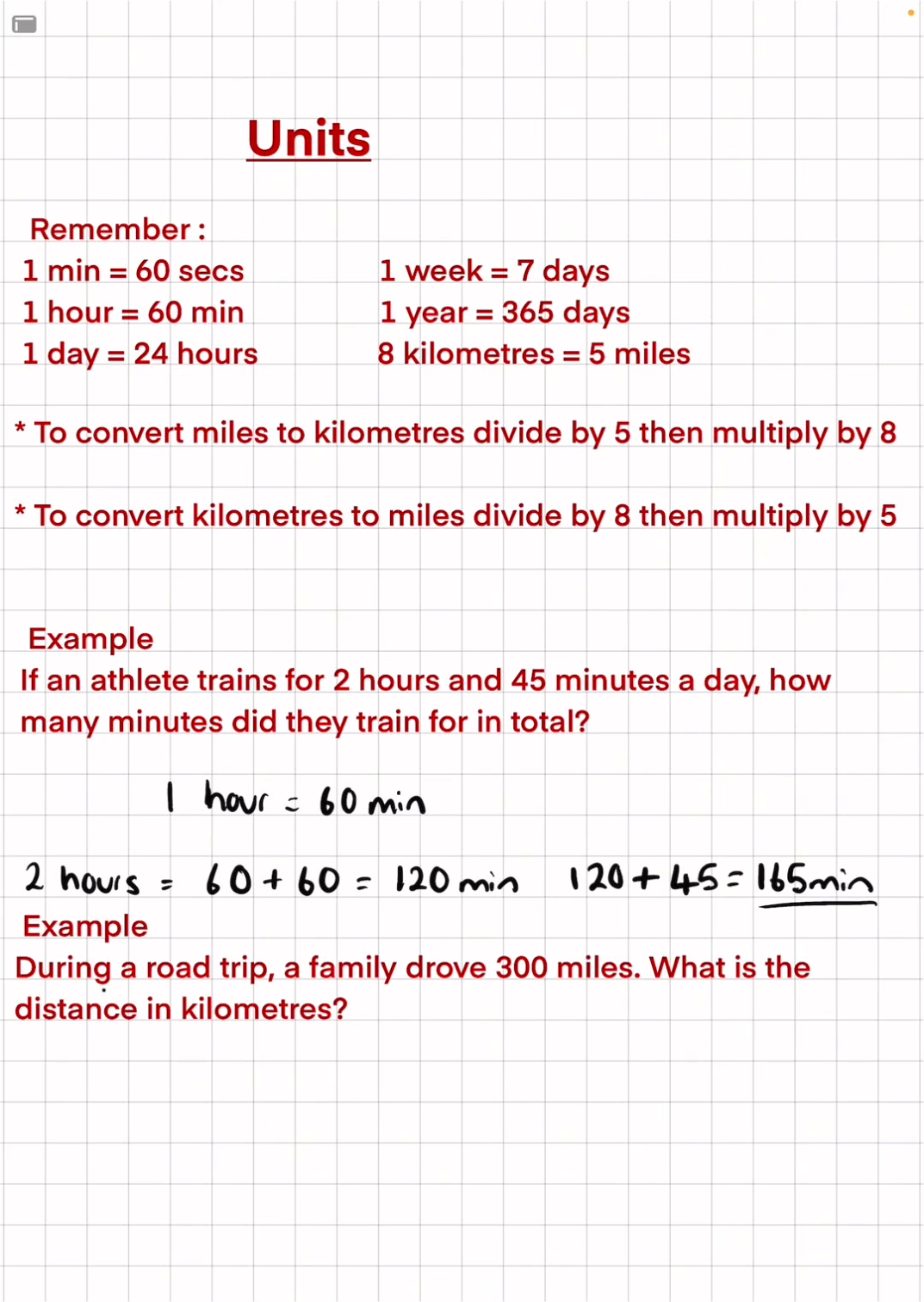The next example says during a road trip, a family drove 300 miles. What is the distance in kilometers? To convert miles to kilometers, we divide by 5, then multiply by 8. 300 divided by 5 equals 60. 60 multiplied by 8 equals 480 kilometers.